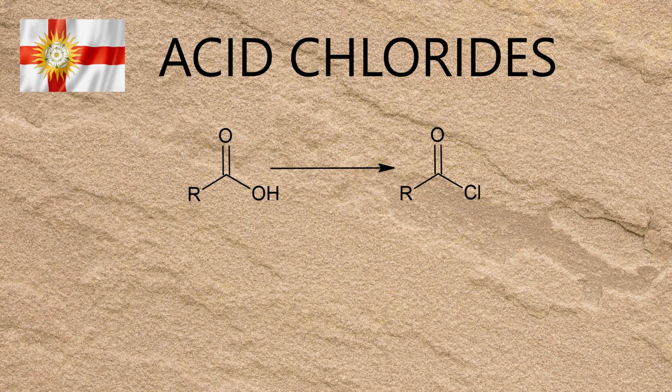Carboxylic acids are pretty unreactive for the most part, and one of the ways they can be made more reactive and therefore be more useful in organic syntheses is by converting the acid group into an acid chloride. The textbook method for this conversion is to react it with thionyl chloride, producing sulfur dioxide as a byproduct.